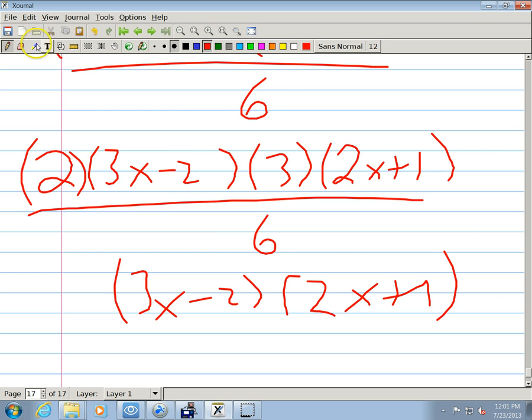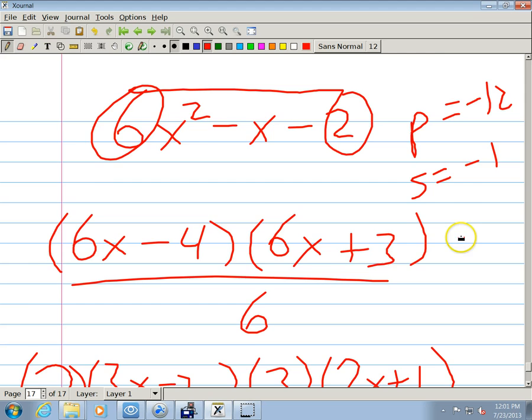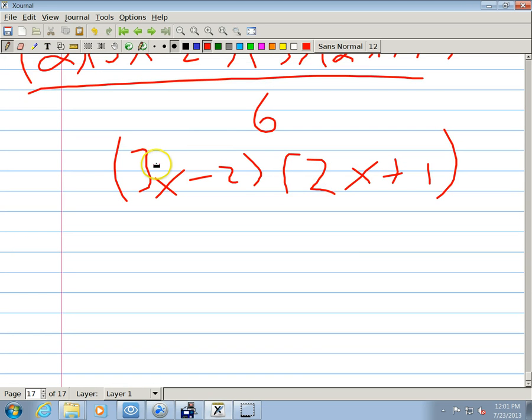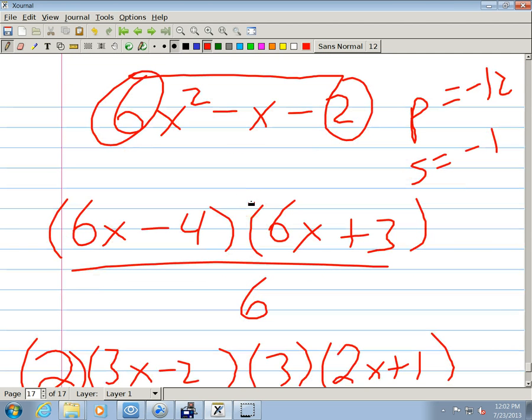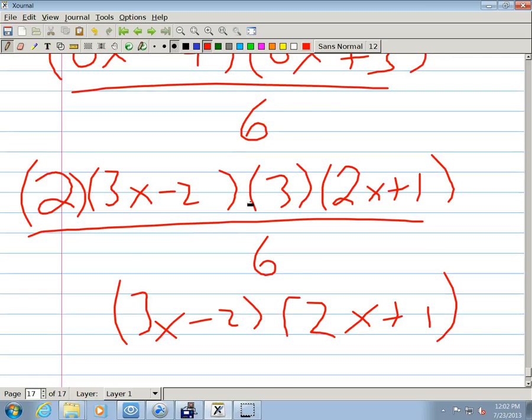Now, does that work? How can you check that that's right? Foil it out, right? Foil it out, and you should end up with 6x squared minus x minus 2. First times first gives you the 6x squared. Last times last gives you the negative 2. The outer product is 3x, and the inner product is negative 4x. That combines to negative 1x. Perfect. Did you ever factor tricky trinomial factors using the master product algorithm like this? That's how it's done.